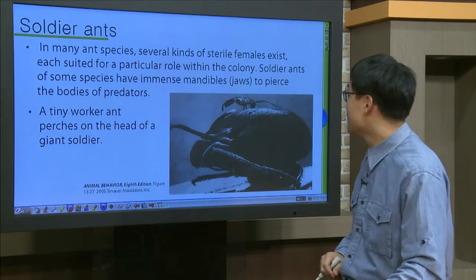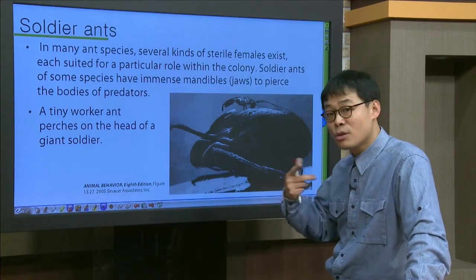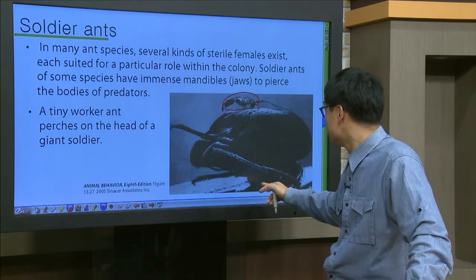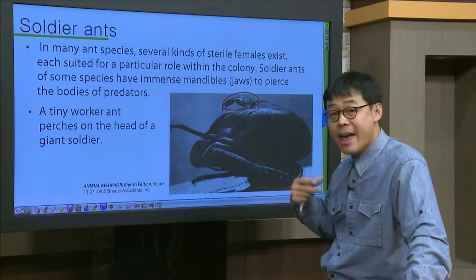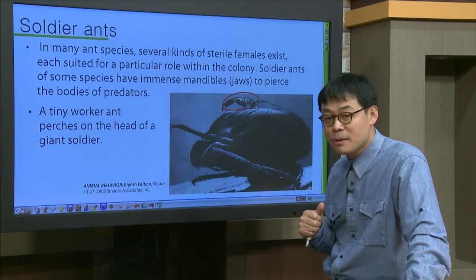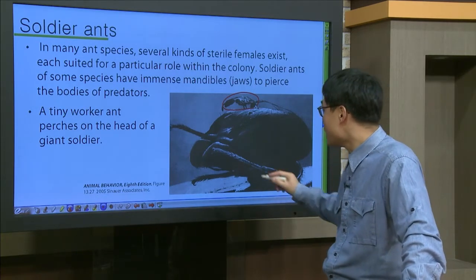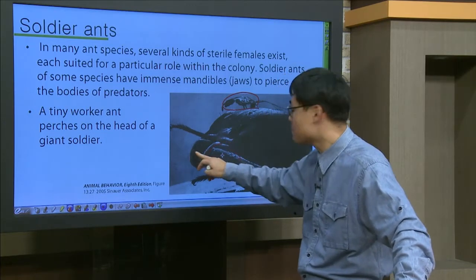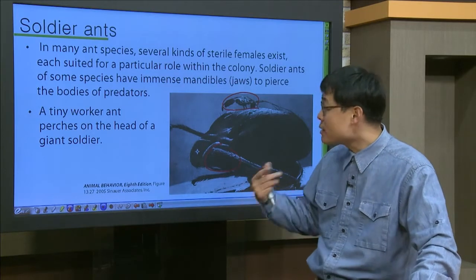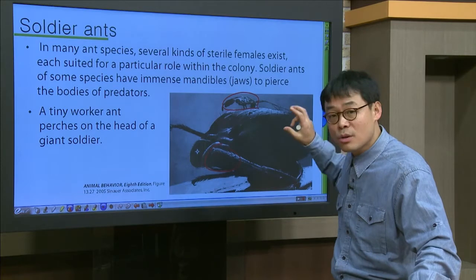Another example, which you see a lot in ant society, is the soldiers. This is a typical worker. They are tiny, and look at this huge size of the soldier ants. You need to protect your colony from predators, so you need to be big and strong, and you have huge mandibles like this part, so that you can defend against the predators. Your morphology is shaped like a soldier's.